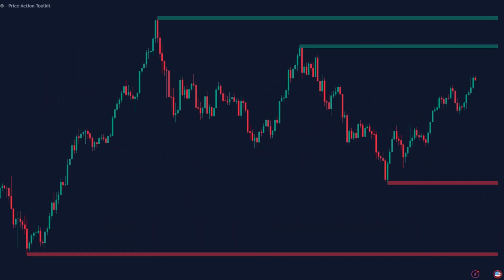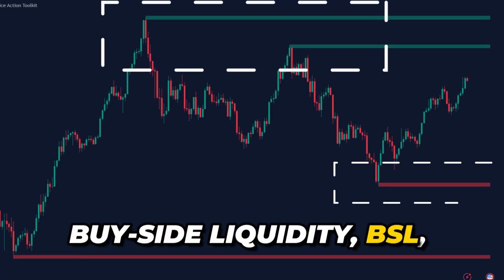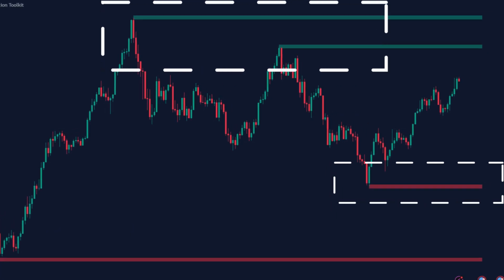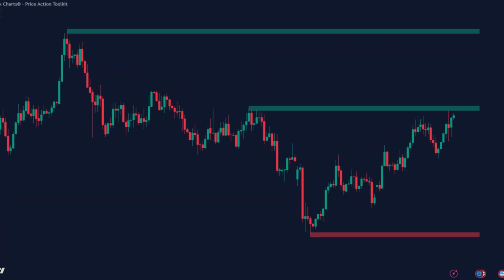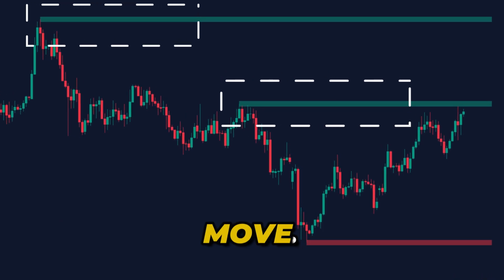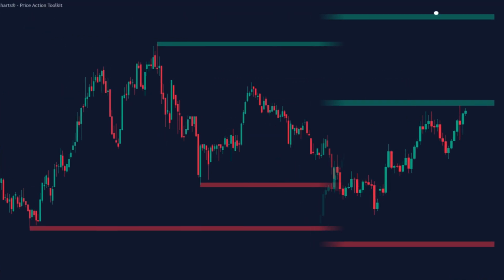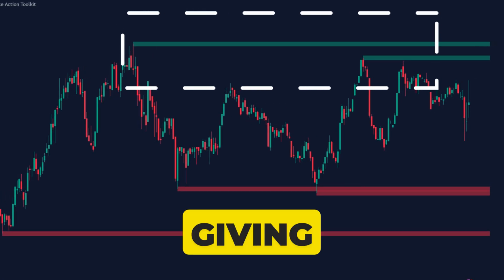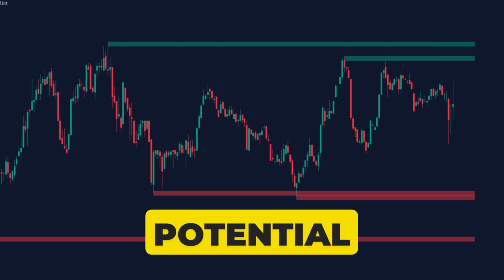Let's talk about liquidity levels. Buy-side liquidity, BSL, and sell-side liquidity, SSL, are price levels where a large amount of buy or sell orders are sitting. These levels can be vital for identifying where price is likely to move. The Price Action Toolkit plots these levels automatically, giving you a clear view of the market's potential direction.